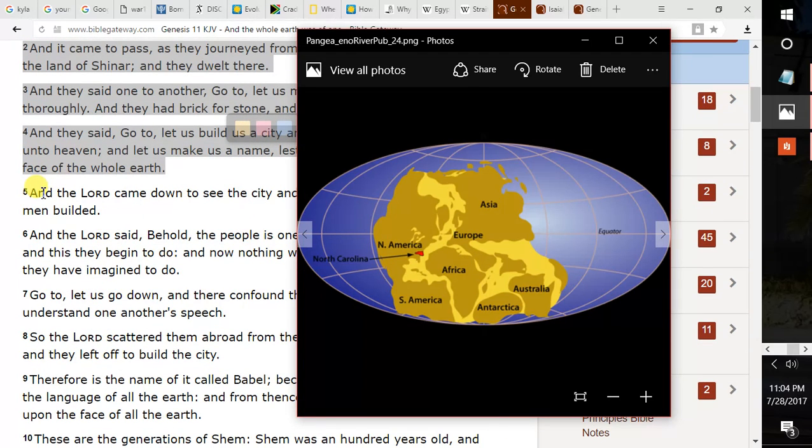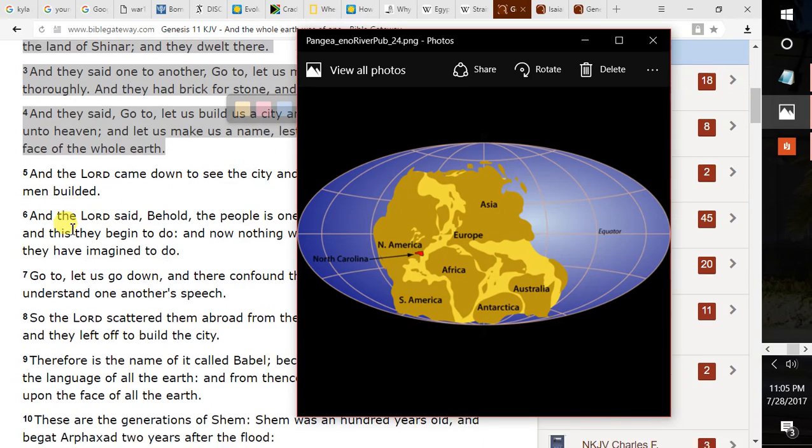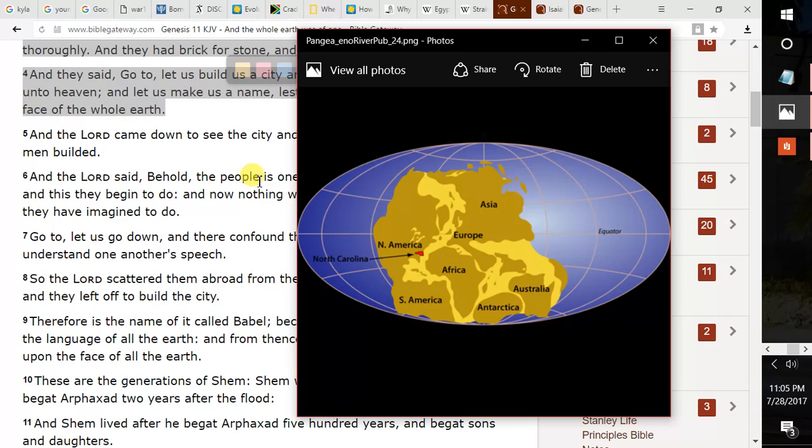Okay? So now, as the story goes, God comes down and sees, because the Bible actually says here, as you can see, and the Lord came down to see the city that the men were building. And the Lord said, behold, the people is one. You can read the story, because I'm not going to read too much into it.